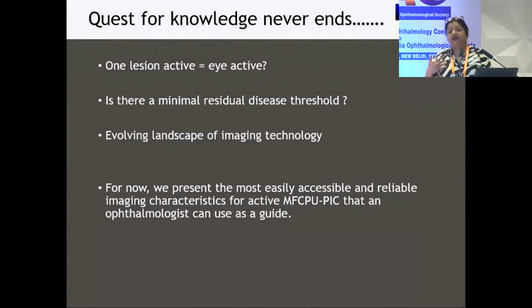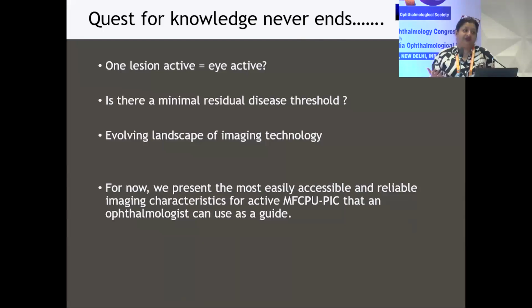And so we're scientists. We never stop learning. We never stop asking questions. We never stop moving on. So what do we need? Even if one lesion is active, that eye is active. So how much are we going to track each and every lesion? And Dr. Vishali asked this really nice question: what is minimal residual disease? What is that threshold? When should we act?